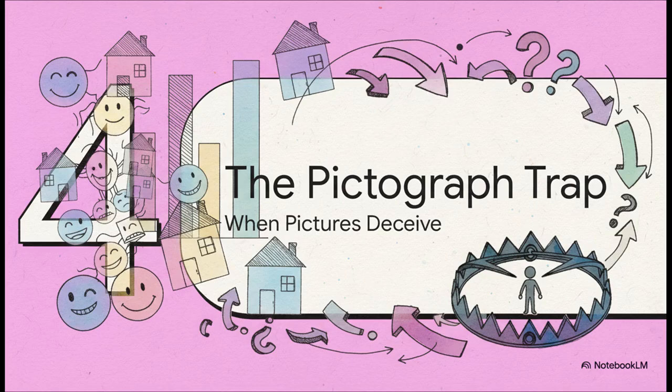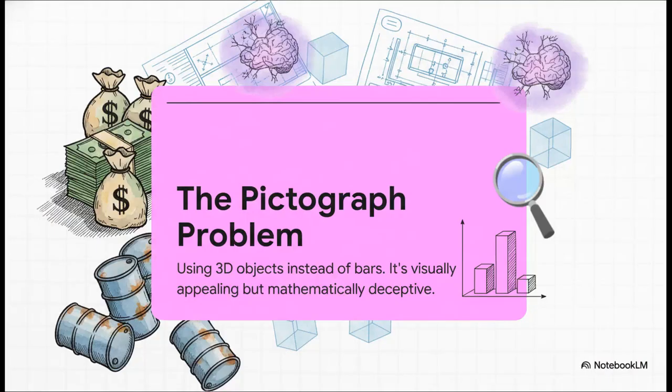Okay, for our final case file, we're going to look at something that seems pretty innocent, almost kind of fun: using pictures instead of plain old bars. But don't be fooled. This pictograph trap is probably the most mathematically deceptive trick in the whole book. So the problem kicks in when you use 3D objects, like little illustrations of oil barrels or bags of money, to show your data. Our brains just are not wired to interpret this correctly. It's all because of a math principle called the square-cube law.